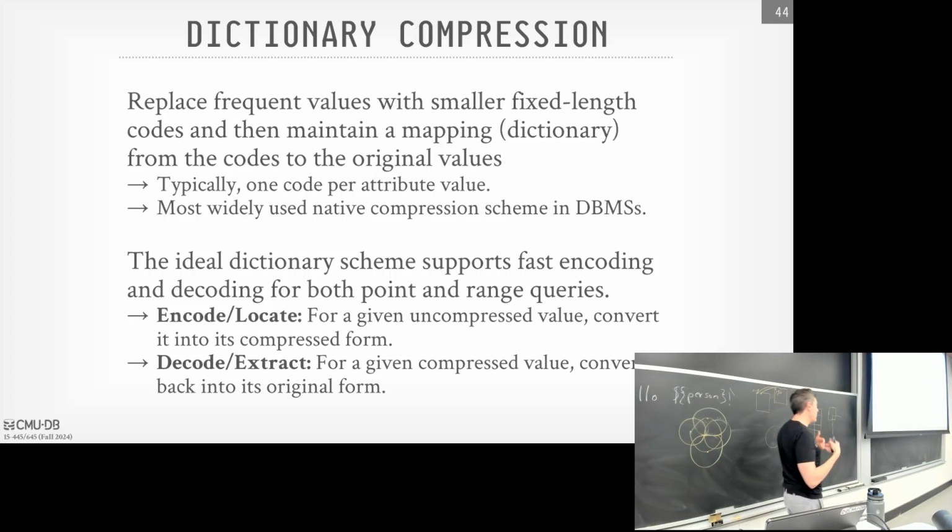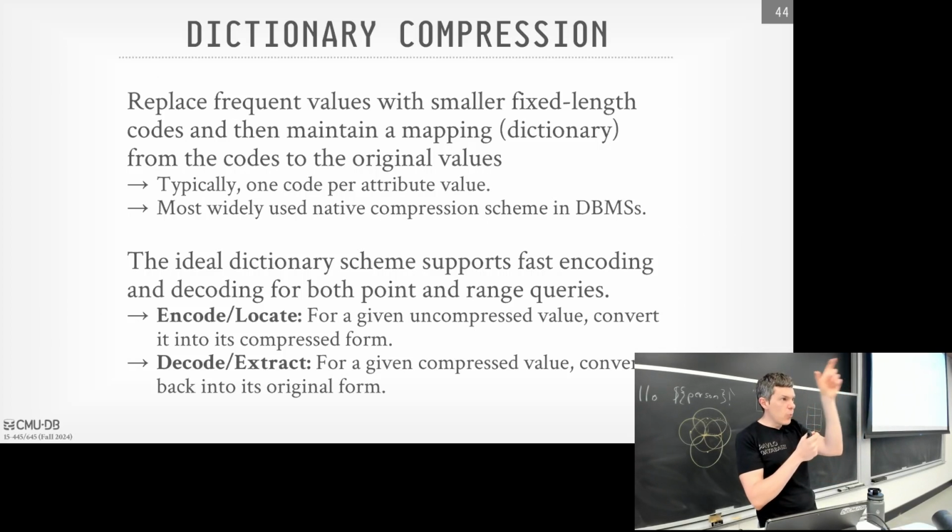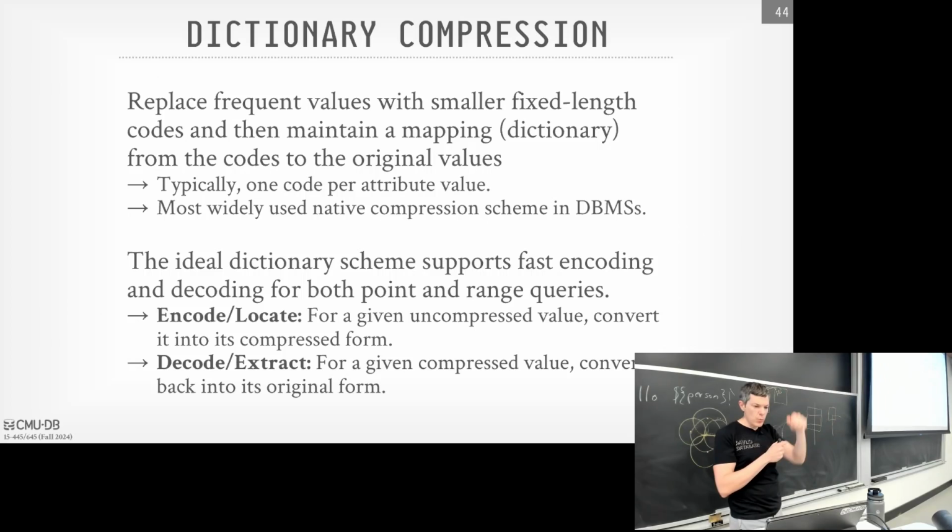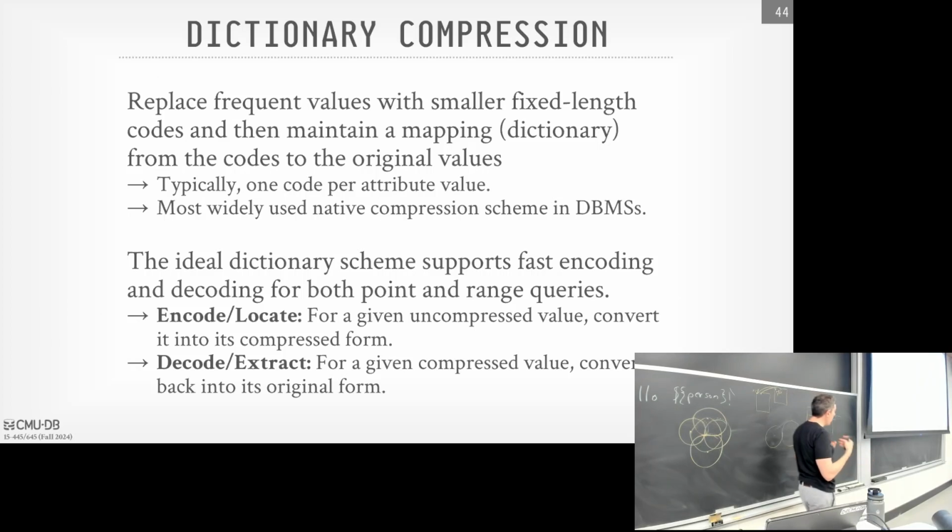In most systems, actually nearly all systems, a single code represents a single attribute value, meaning they don't look at, say, value A followed by value B in two contiguous tuples and convert that to a single dictionary code to represent those two tuples. It's usually going to be one code maps to one value. And we need a dictionary scheme that can decode and encode quickly for us. Ideally, we want to expose that to the rest of the system so that for some queries, we can operate directly on the dictionary and never have to even look at the compressed data.